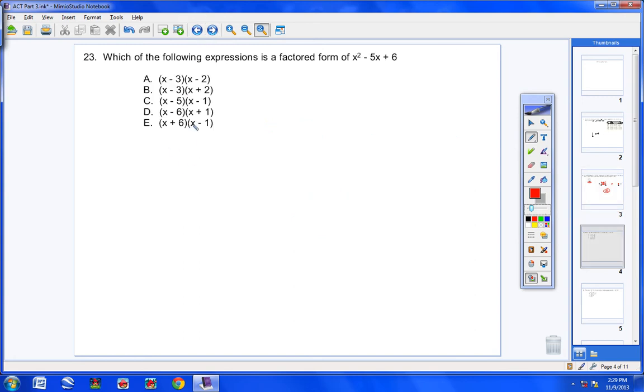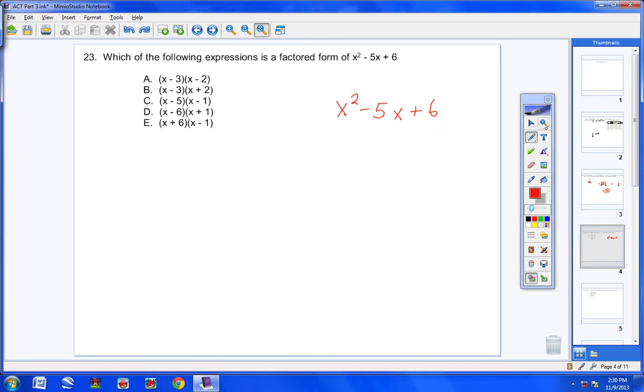Okay. Number 23. Which of the following expressions is a factored form of this trinomial? Now, very quickly, I want to point out to you this should be a very easy factor for you. Anytime you have a quadratic trinomial, quadratic means your highest power is 2. Trinomial means you have 3 terms, 1, 2, 3. And the lead coefficient is a 1. That means your front number here is a 1. Anytime that happens, the factorization is really easy.